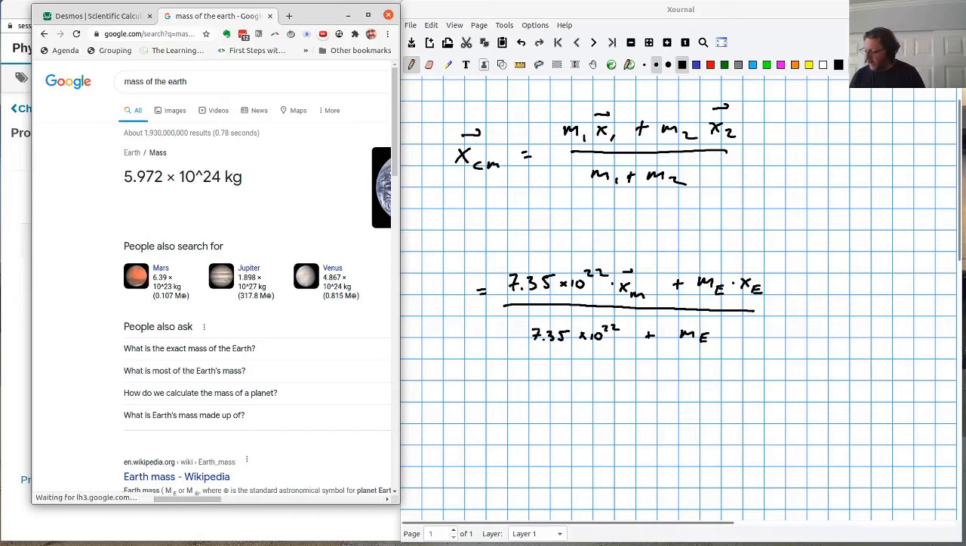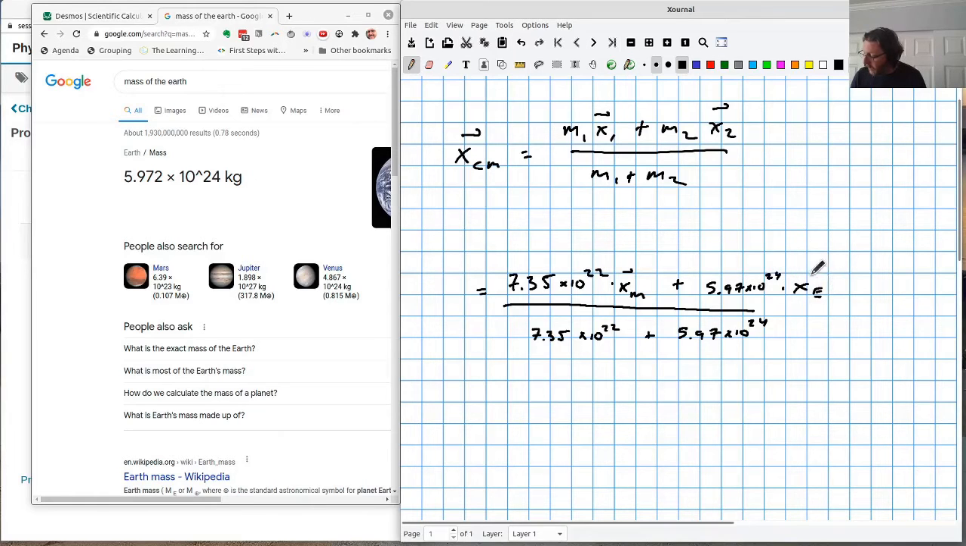Okay, so mass of the Earth, 5.97 times 10 to the 24 kilograms. I often round that up to 6. And then this one is going to become 5.97 times 10 to the 24 times the position of the Earth. Okay, so now we need the position of the moon and the position of the Earth.